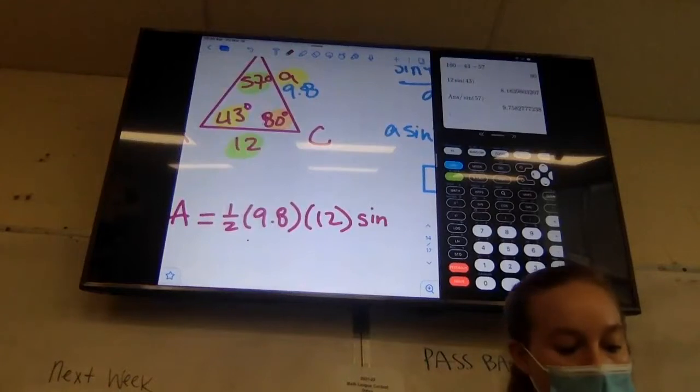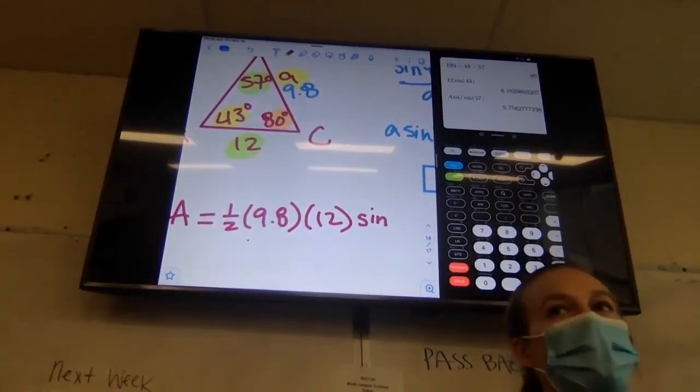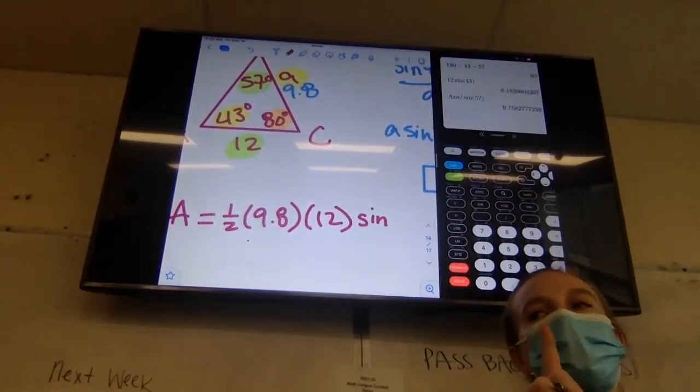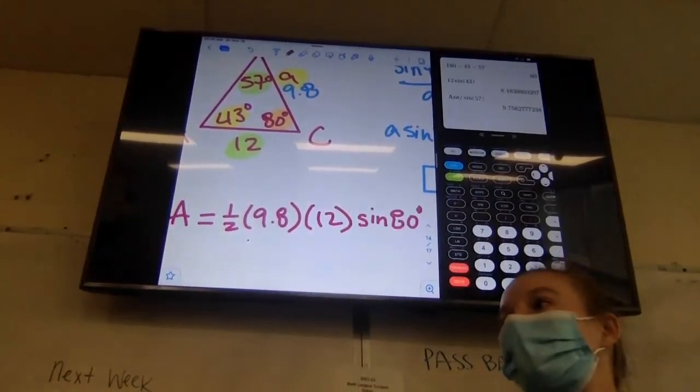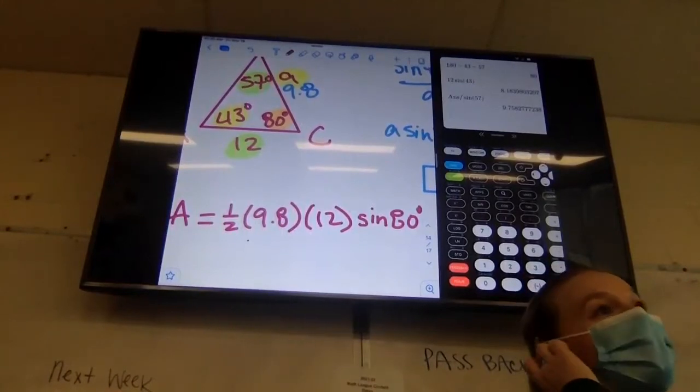Does it matter which side you do? It does matter which sine. You have to do the one in between those two sides. So which angle is in between those two sides? 80. Very good. That's a good question. It does matter which angle we use.